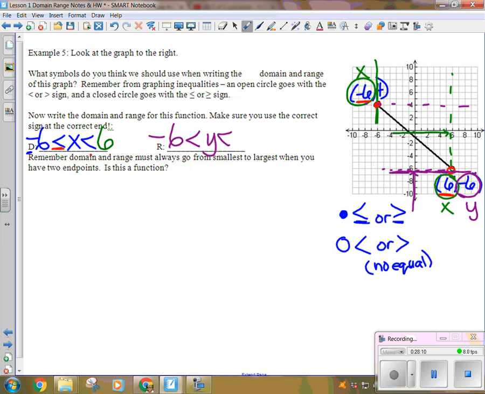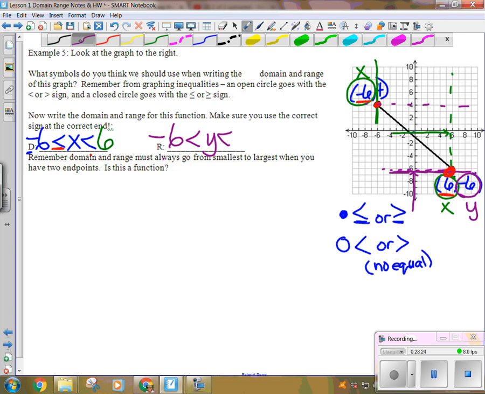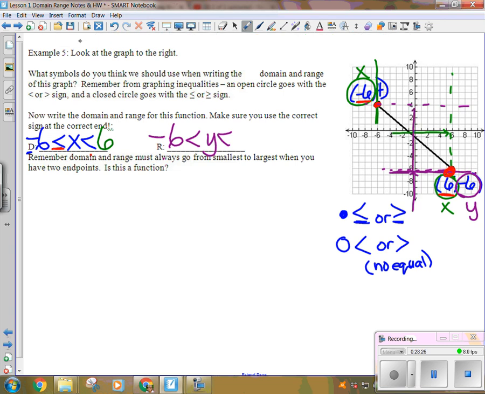I notice that that is an open circle, just like it was a minute ago for the same point. That open circle is still open. I do not put an equals right there. Now, let's continue on up the graph. If I go on up the graph, what's the last y value?